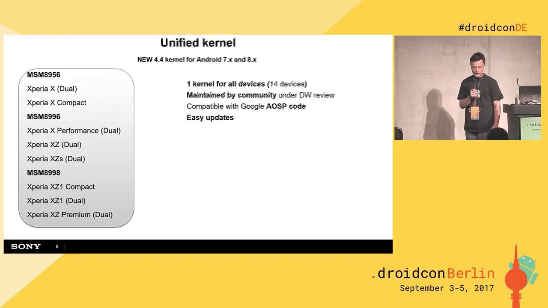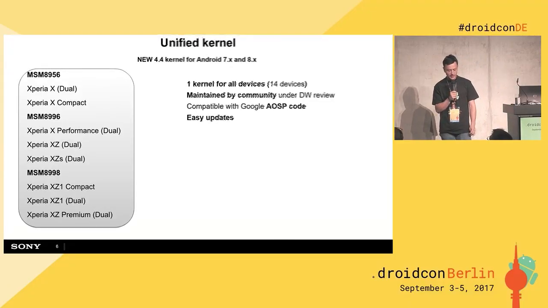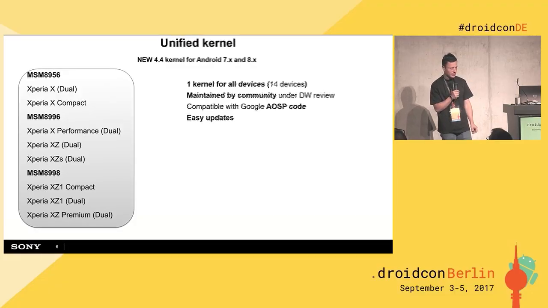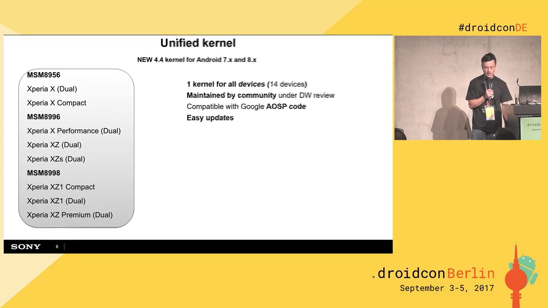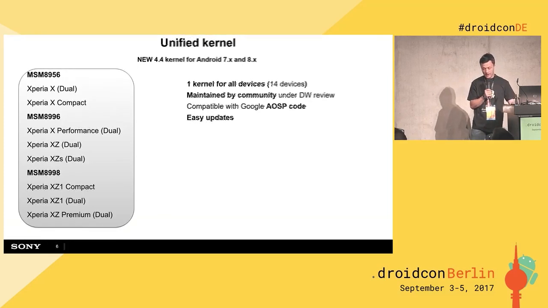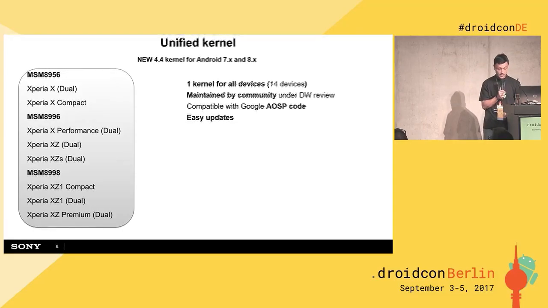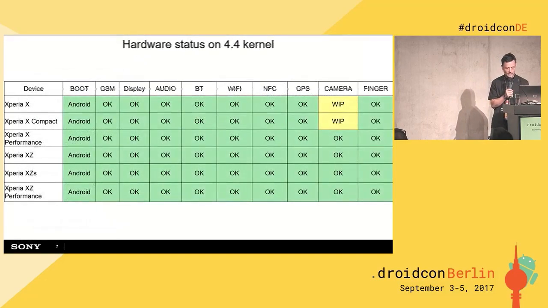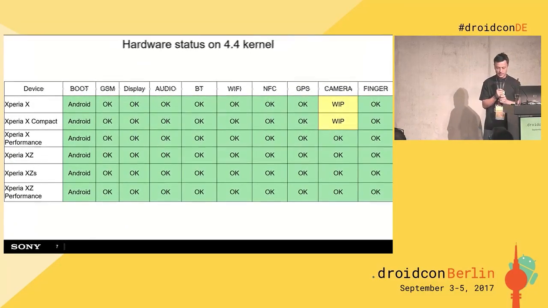With our unified kernel, we provide the 4.4 kernel for Android 7 and Android 8 for all devices that are listed on the left side, which means all devices that we produced from 2015. I will come back later with lessons learned, what happened, and how we hope that things will improve. This is the current status for the 4.4 kernel, and as you can see, the only feature not working is the camera.